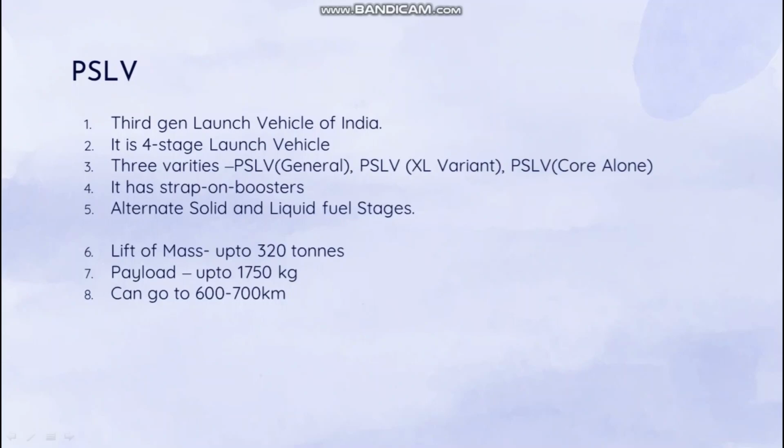PSLV is a third generation launch vehicle of India. It is a 4-stage launch vehicle. There are 3 varieties of PSLV: PSLV General, PSLV XL variant and PSLV Core Alone. PSLV has strap-on boosters to give the extra thrust which is required to launch the satellite. PSLV usually has 6 strap-on boosters, but PSLV Core Alone doesn't contain any strap-on boosters.